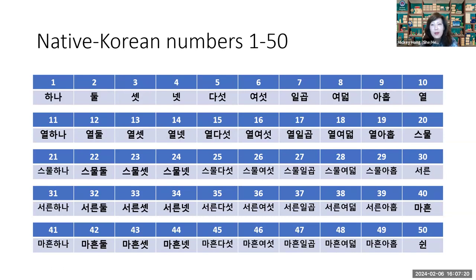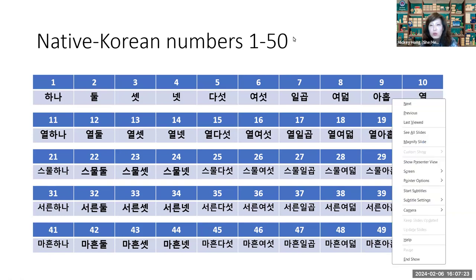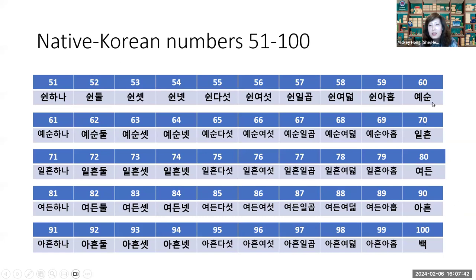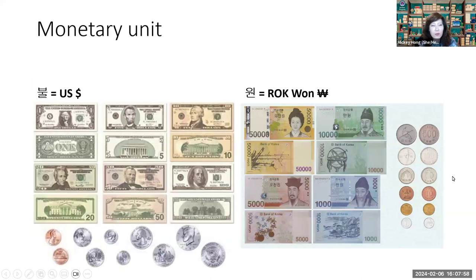Native Korean numbers, it's going to be a struggle because you go to 10, 열, and then 20, you have to memorize all of the tens digits of native Korean numbers for this lesson. 20 is 스물, 30 is 서른, 40 is 마흔, 50 is 쉰, 60 is 예순, 70 is 일흔, 80 is 여든, 90 is 아흔, and then you have 아흔아홉, 99, and 백. Native Korean number goes up to 99.